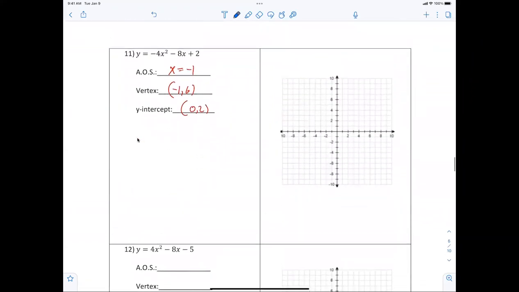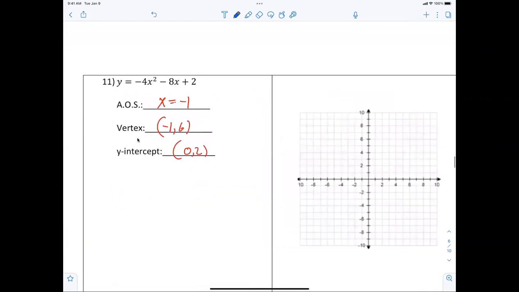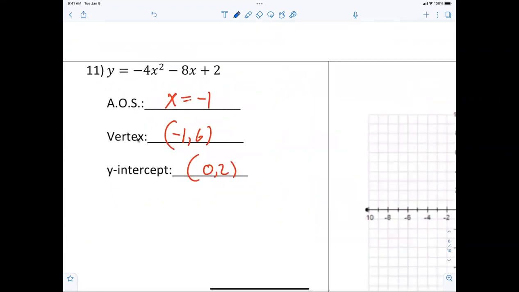They're a little off on that. No, it's perfect. Now remember, this is in standard form. So x equals negative b over 2a.